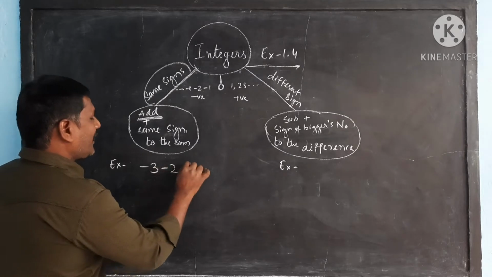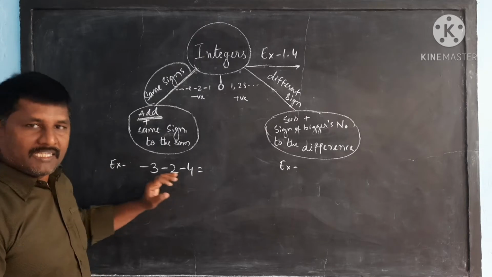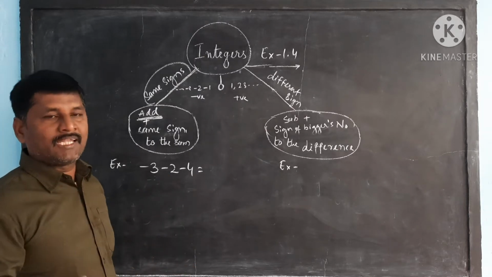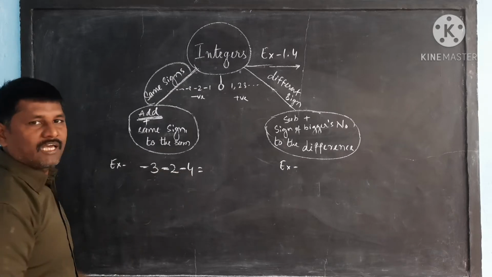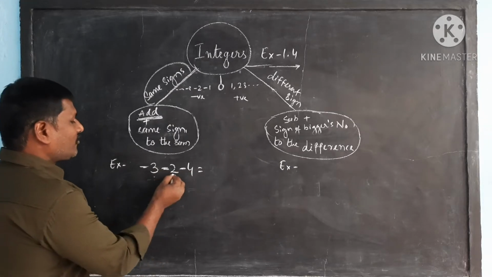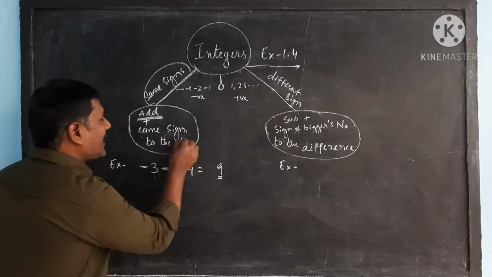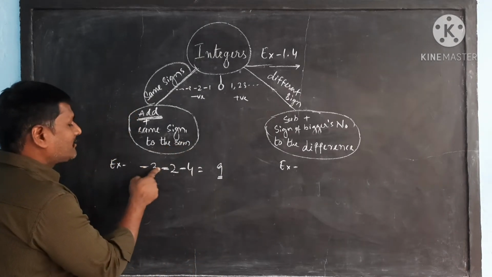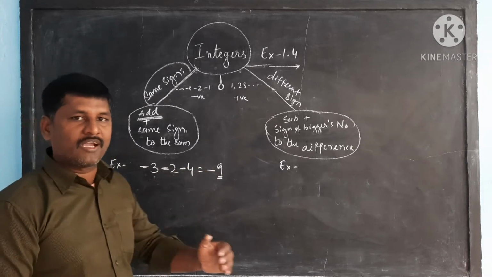-3, -2, -4. Let us see here. There are three integers. Each integer consists of the same sign, that is minus, minus, minus. When signs are the same, then you have to add them. 3 plus 2 is 5, 5 plus 4 is 9. Then you have to write the same sign to the number. What is the sign here? Minus, minus, minus. Every number has a minus sign. So you have to write a minus sign.